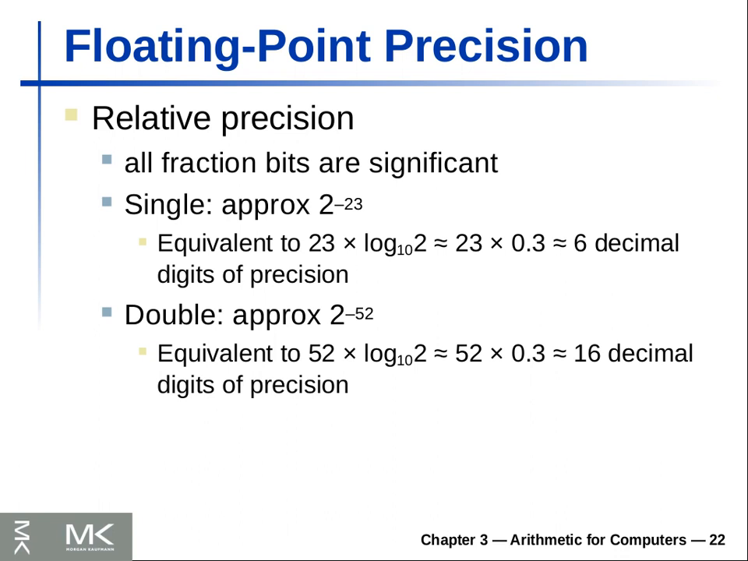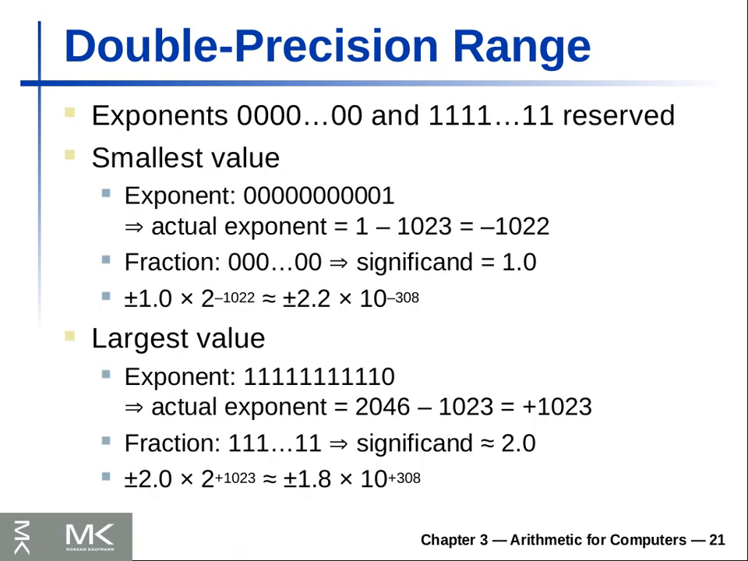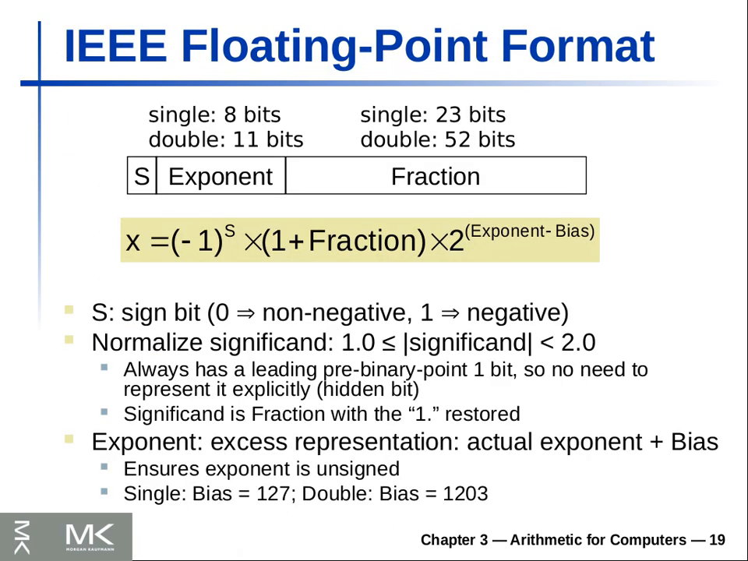Do y'all understand what I'm getting at? More precision with the double. Now, let's go back to the very beginning format, because notice something here. The sign bit is always 1 bit, but when they doubled the number of bits, they didn't double the exponent, they more than doubled the fraction part. Why do you think they did that?